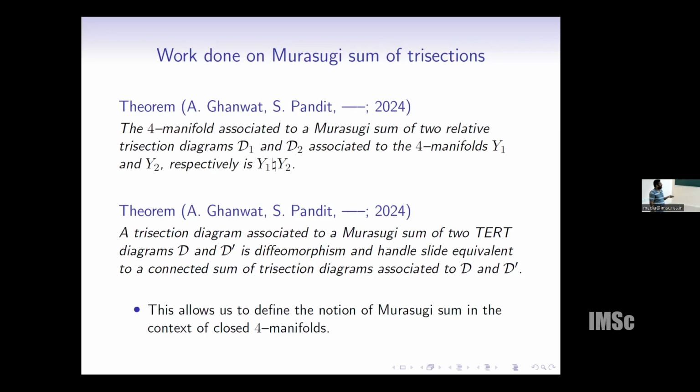We also have a similar result for closed manifolds. We introduced the notion of trisection diagrams for closed manifolds. This result is for compact manifolds, which they proved. We have introduced a Murasugi sum notion for closed manifolds, and we prove the following result. A trisection diagram associated to a Murasugi sum of two trisection diagrams D and D prime is diffeomorphic and homologically equivalent to the connected sum of the trisection diagrams associated to D1 and D2. So this allows us to define the notion of Murasugi sum for closed 4-manifolds also. Basically, this is analogous to Gabai's result, which is proved for closed manifolds, and here we have it as well.